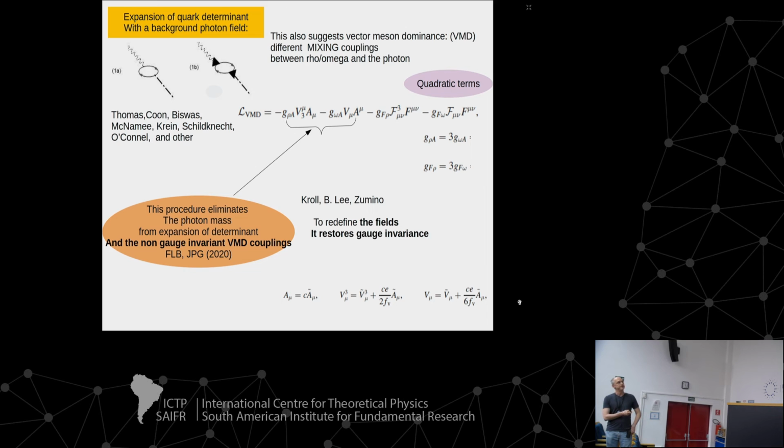So when expanding this vector meson sector, free terms, we have some terms that break gauge symmetry because of the way the expansion has been done. This can be corrected by a redefinition of the photon and the vector meson fields that restores gauge invariance and kills the photon mass that would come from these terms. This was proposed by these people, and we can do that systematically at this level of the quark determinant. And then we extract effective couplings for the vector meson dominance. This means a photon that becomes the neutral rho meson or the omega meson. And we have the correct relative strength of their coupling constants.